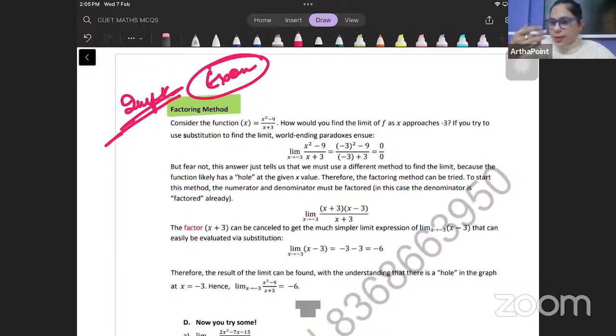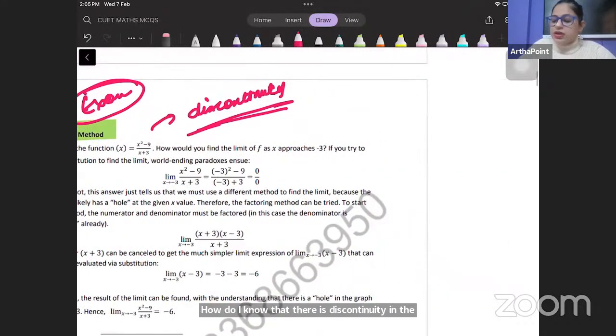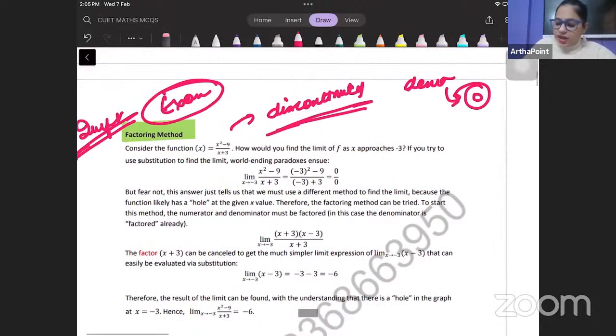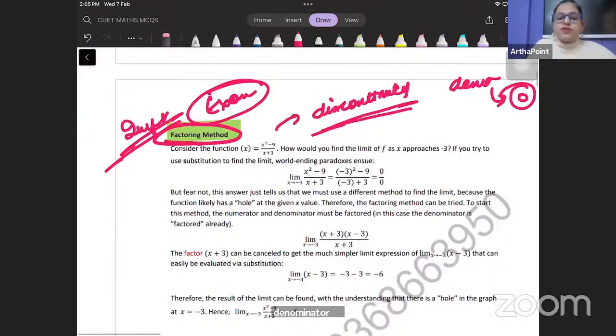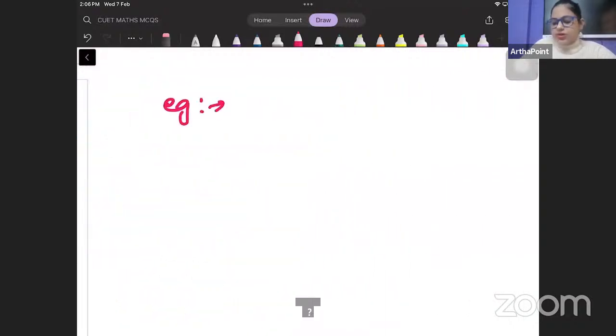What this says, जो मैंने आपको शुरू में दिया था, that sometimes there is a discontinuity in the function. How do I know that there is discontinuity in the function? Sometimes it will happen that the denominator will become 0. So in such cases, जब आपका denominator ही 0 हो जाए, you can go ahead and apply the method of factoring. क्या method use कर सकते हैं बच्चे हम? Factoring method.